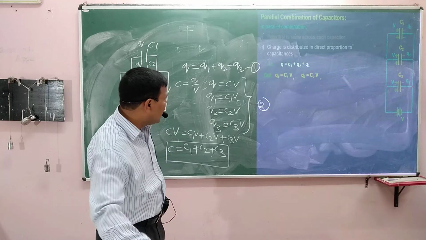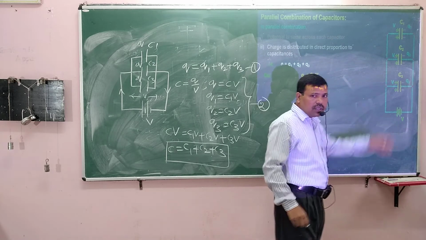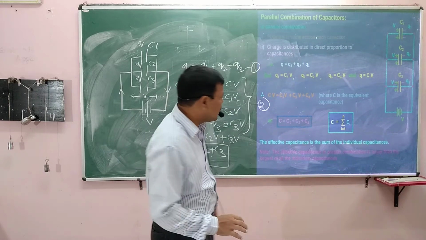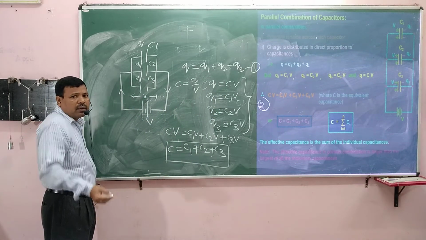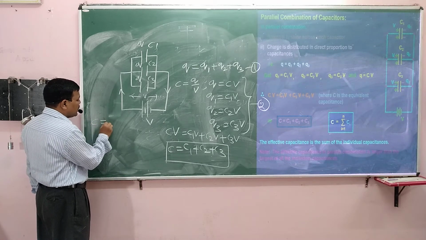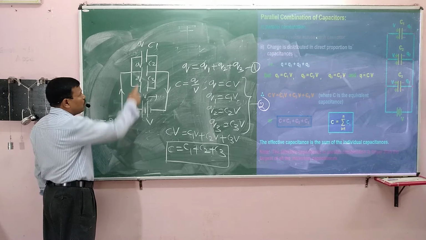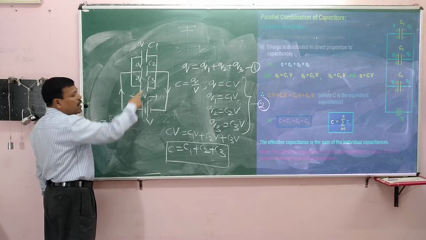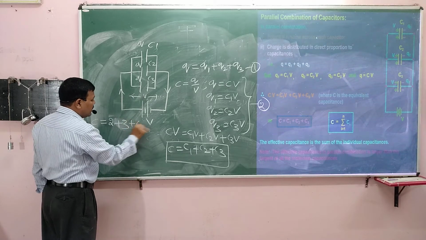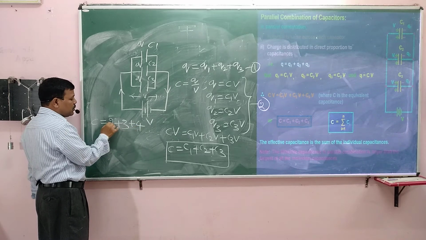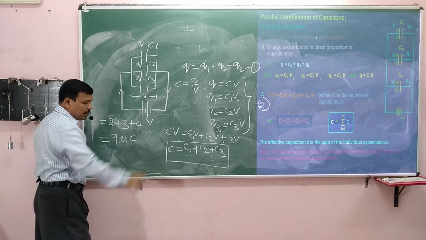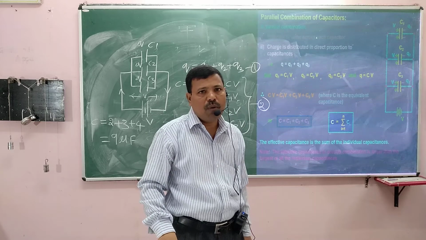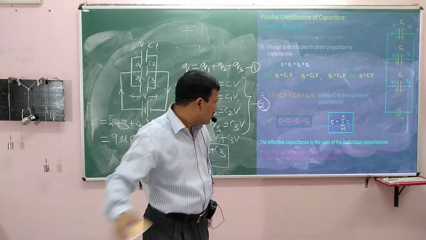Suppose we select the values of C1, C2, C3 as 2, 3, 4. C1 is 2 microfarad, C2 is 3 microfarad, and C3 is 4 microfarad. So it would be 4 plus 3 plus 2, that is 9 microfarad. So like this, we can work out numericals based on combination of capacitors. Fine.